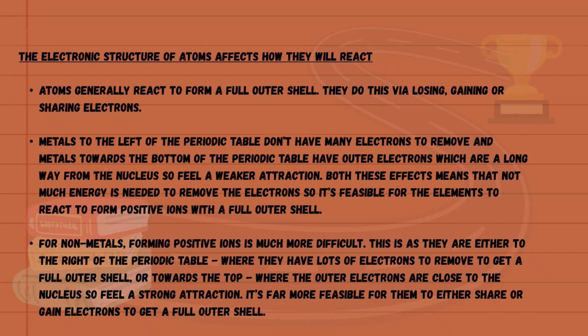For non-metals, forming positive ions is much more difficult. This is as they are either to the right of the periodic table, where they have lots of electrons to remove to get a full outer shell, or towards the top, where the outer electrons are close to the nucleus, so feel a strong attraction. It's far more feasible for them to either share or gain electrons to gain a full outer shell.